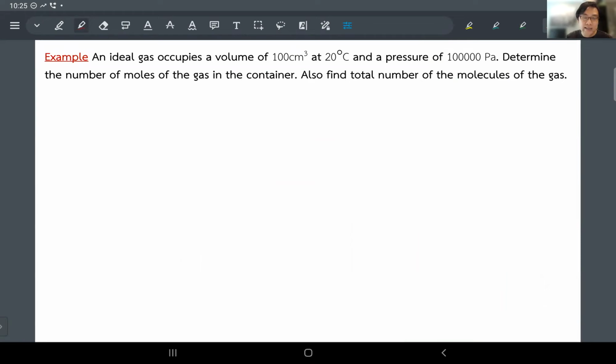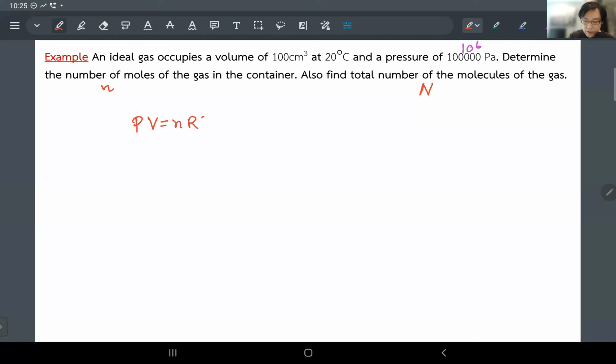An ideal gas occupies a volume of 100 cubic centimeters at 20 degrees Celsius, and is given a pressure of 10 to the 6. So let me change that here, the exponential number over there. Determine the number of moles of the gas in the container. They just want to figure out the number of moles, so that means you want to figure out the small n. Also find the total number of molecules. So this one you want the capital N. Let's do an easy exercise right here. This is going to be just a plug and play type of question.